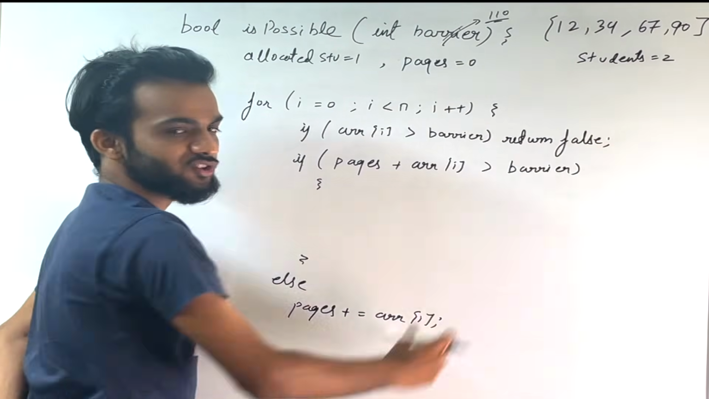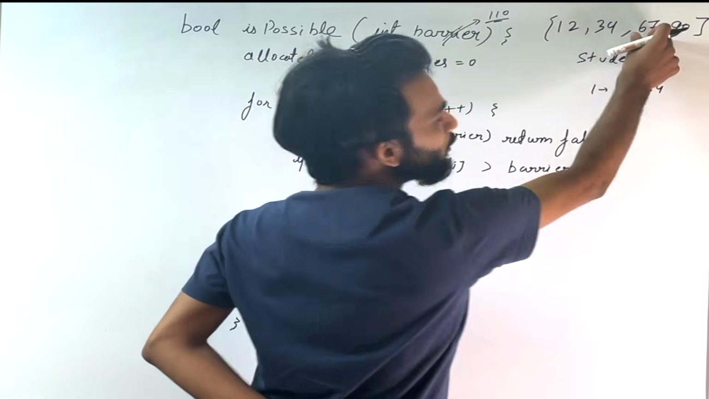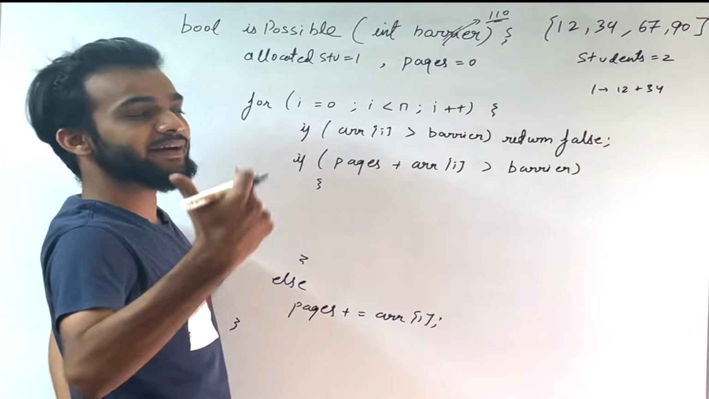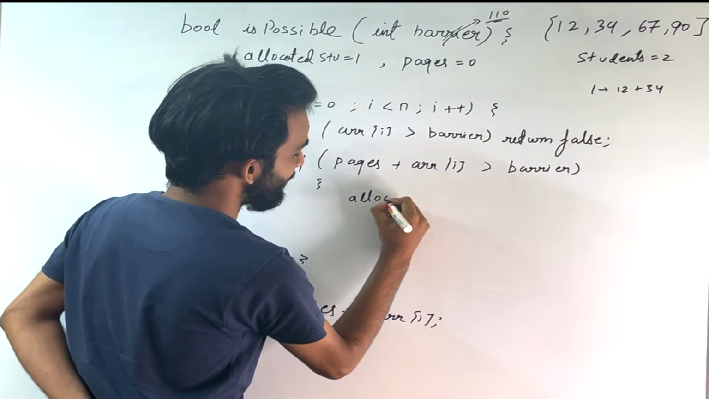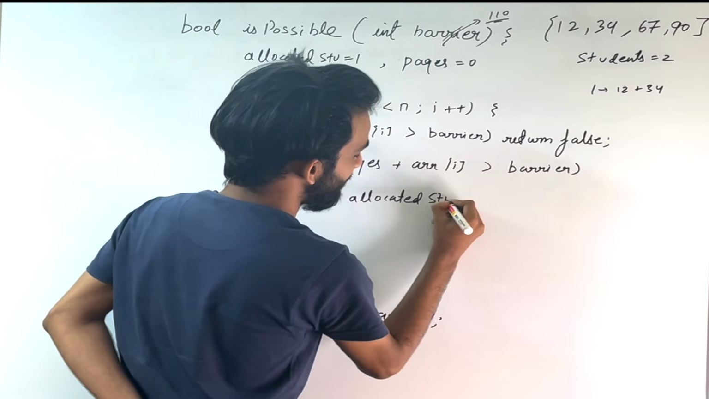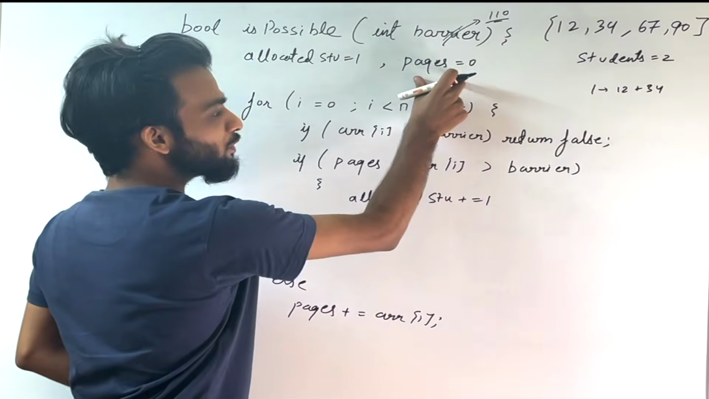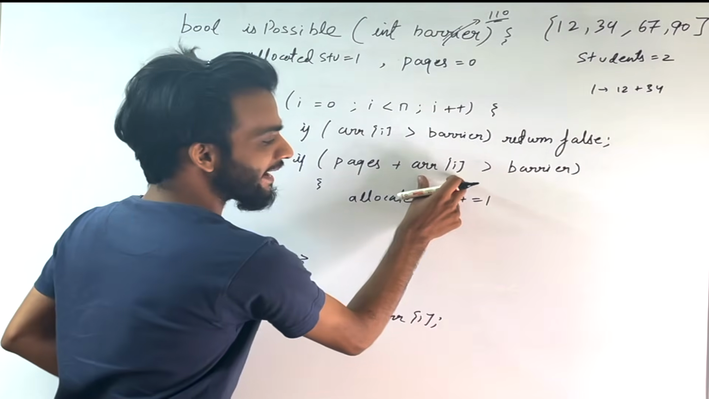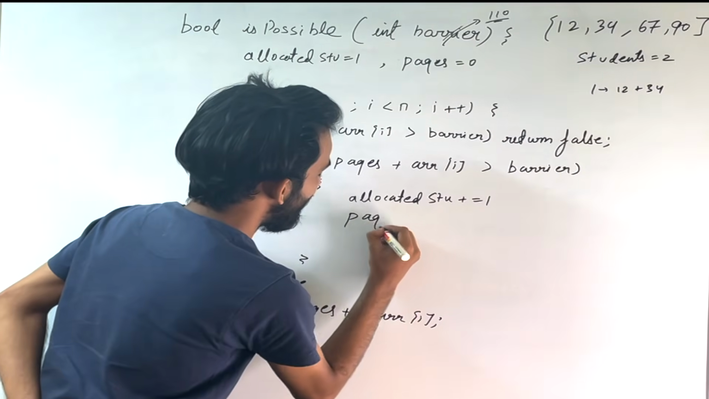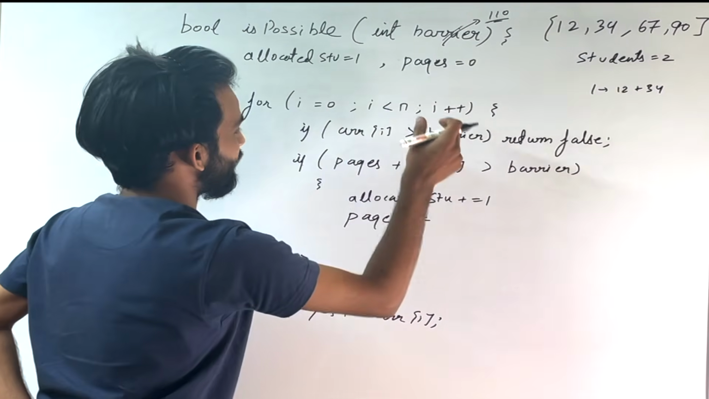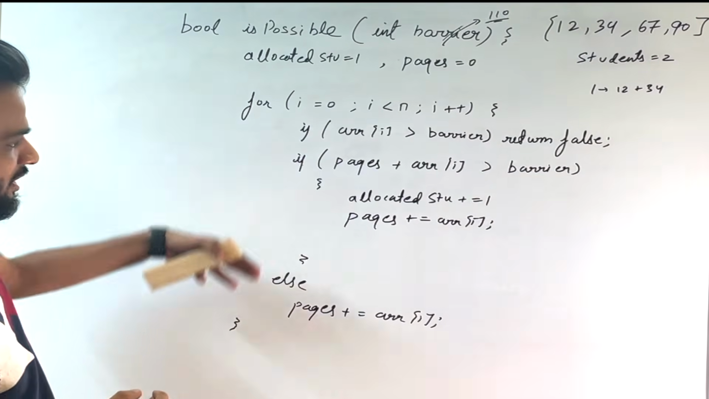But what about if it crosses? Let's say for student 1, you're adding 12, then you added 34. But if you want to add 67, it crosses the barrier 110. Then what will you do if it crosses? Then you'll say, hey, new student, come in. So I'll say a new student will come. So that's plus equal to 1. You'll say a new student will be there. And that new student's pages will be 0. But he will take this array of I because this array of I cannot go to student 1 any further. So this guy will take this array of I. You can keep on doing this.